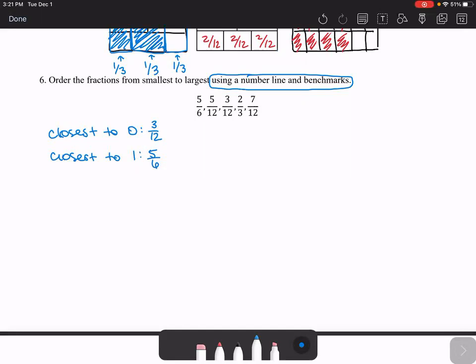And then we can also see what's closest to 1/2. Oh, sorry. I should write that closer.